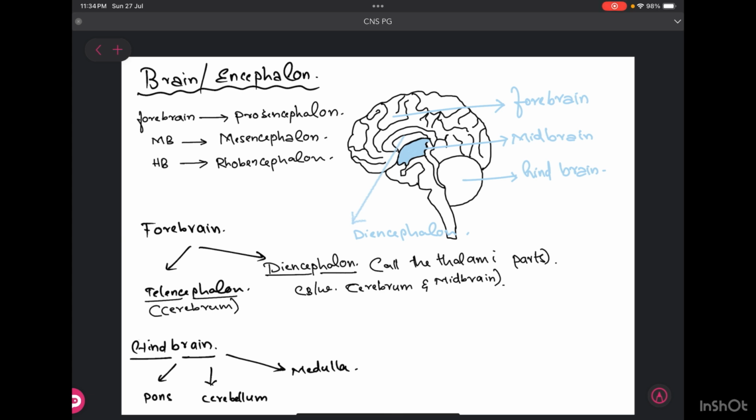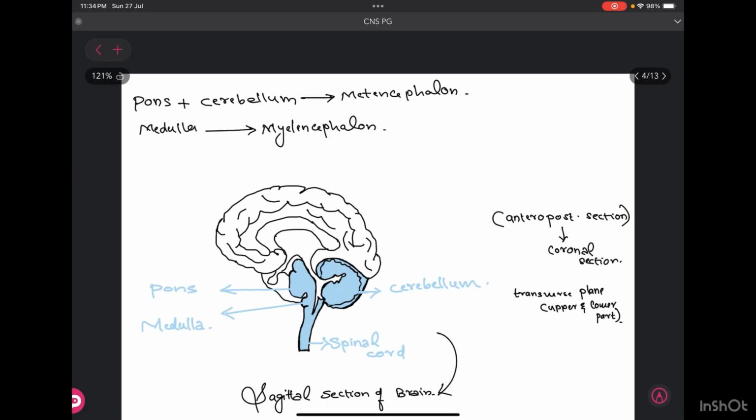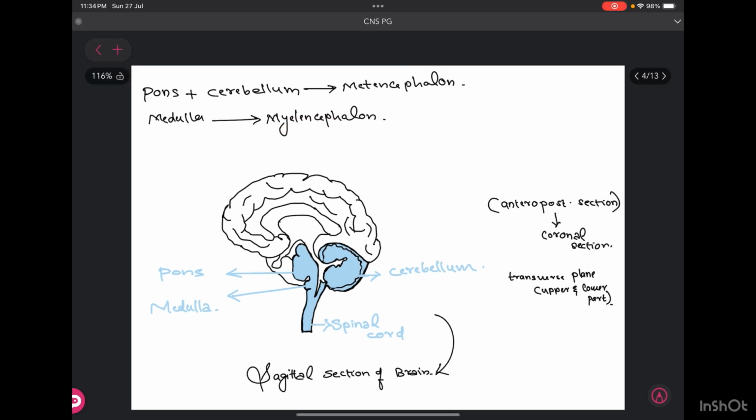Then the hindbrain is again divided into the pons, cerebellum, and medulla. We can see in the figure, this is the hindbrain, this is the pons, this is the medulla, and there is our cerebellum. Pons plus cerebellum is called the metencephalon, and we have the medulla oblongata, that is myencephalon. I guess you get all these terminologies.